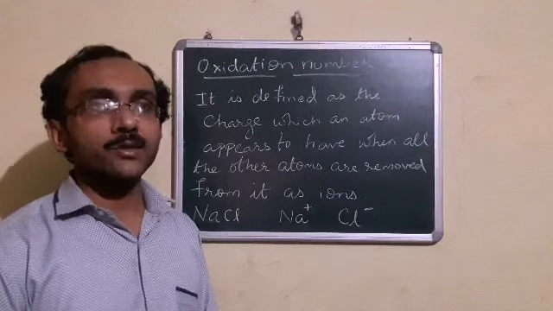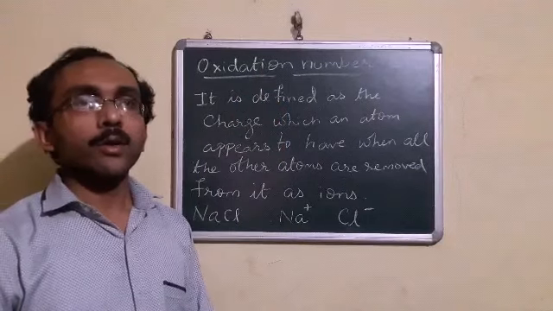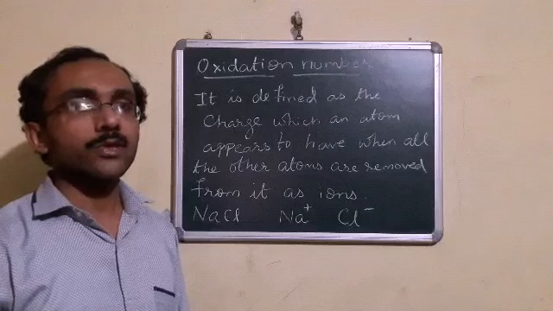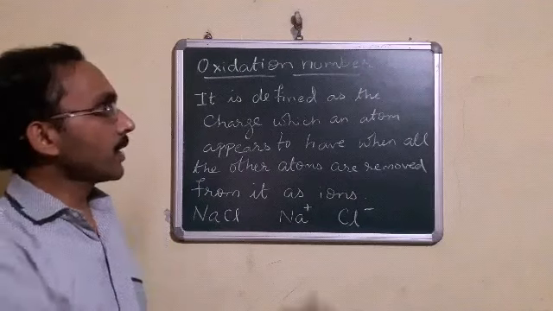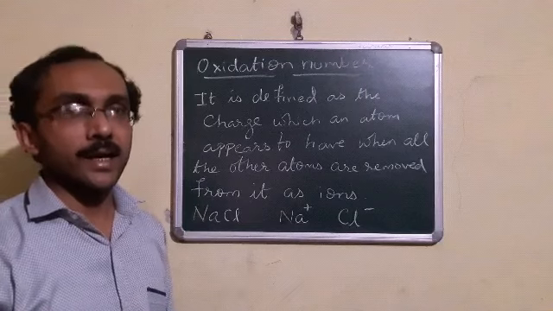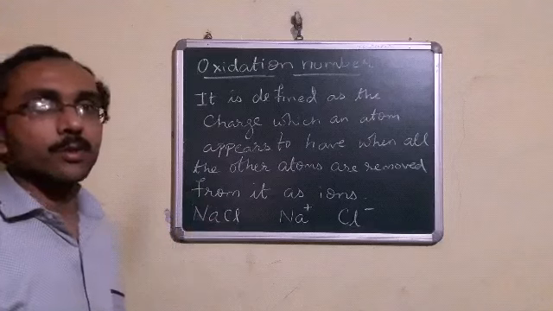Today I am starting the next topic of redox reactions, that is oxidation number. Now what is oxidation number? It is defined as the charge which an atom appears to have when all the other atoms are removed from them as ions. It means we are taking, by chance, sodium chloride.